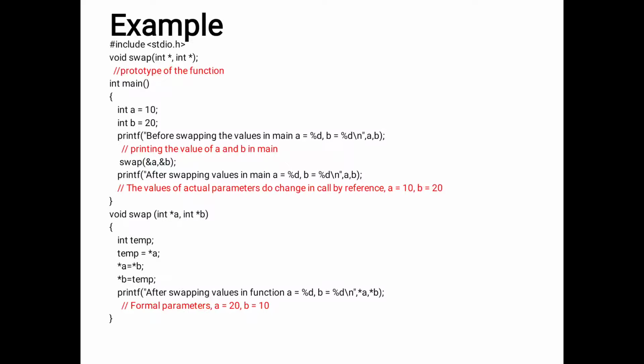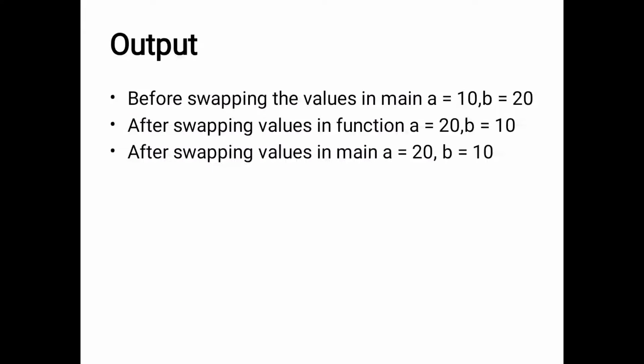In call by value you are passing only the values, and call by reference means you are copying the address of that particular variable. Here, before swapping, the values in the main function are a is 10 and b is 20. After swapping in the function, a obviously changes: a is equal to 20 and b is equal to 10. In the main function also it changes, a is 20 and b is 10.